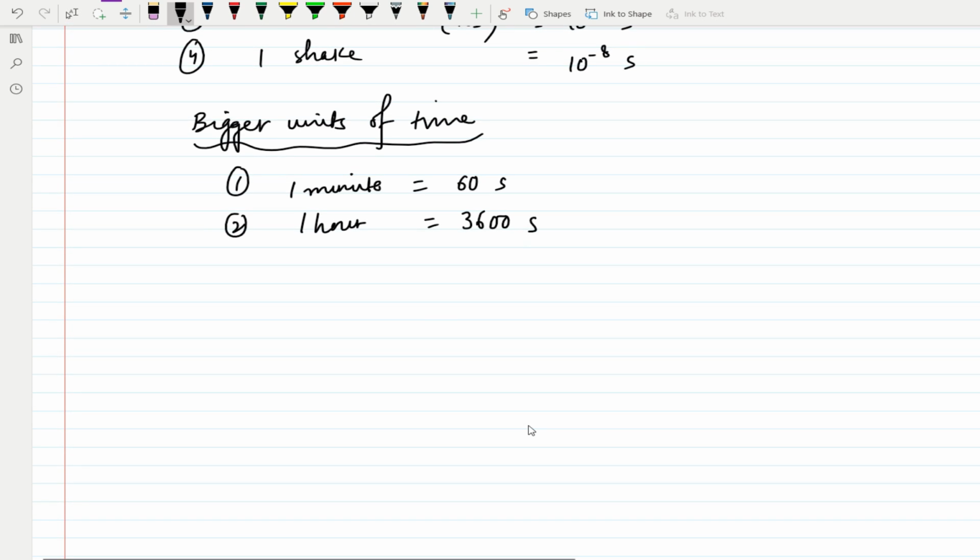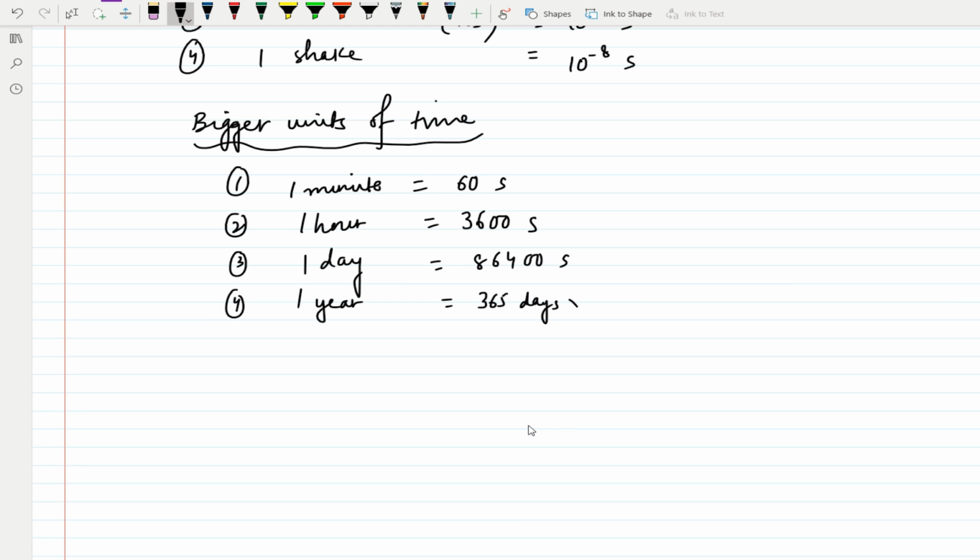Then you have 1 day, and we have seen one solar day has 86400 seconds. Then you have 1 year, and that has 365 days if you're talking about a normal year. So you multiply 365 days with 86400 seconds, because every day has that many seconds. Whatever value you get over here will be the 1 year with respect to seconds. Okay.